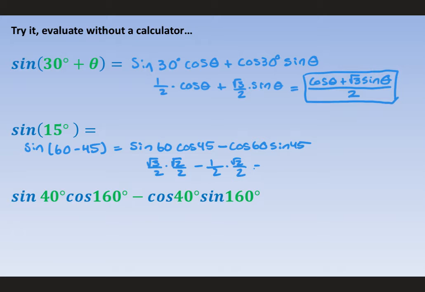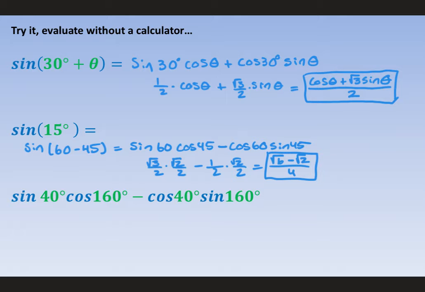And you'll notice these are really similar to what the cosine of 15 is, but you end up with root 6 minus root 2 all over 4, because 2 times 2 is 4. Box your answer. That's what we're looking for.